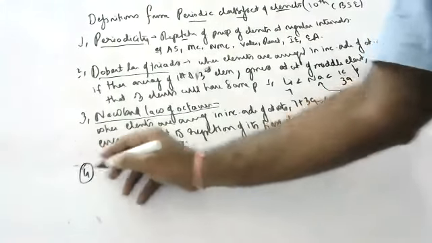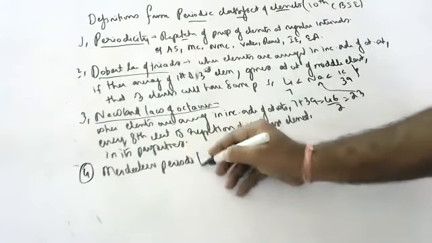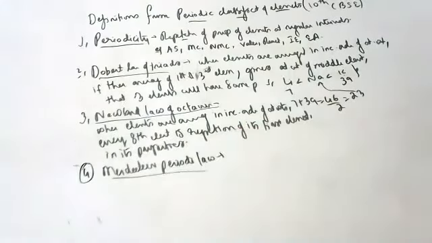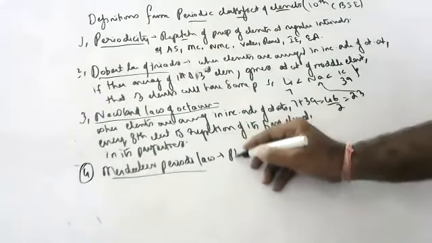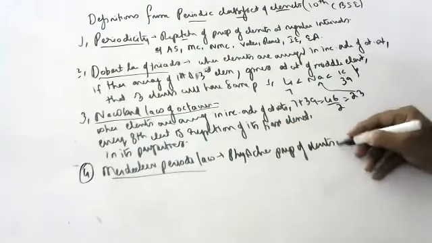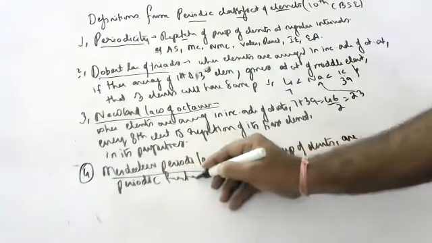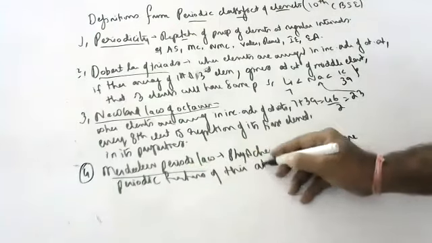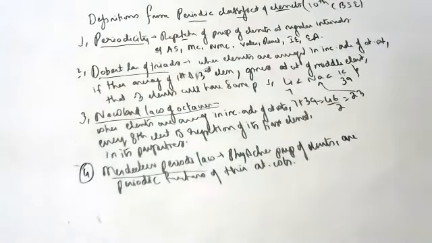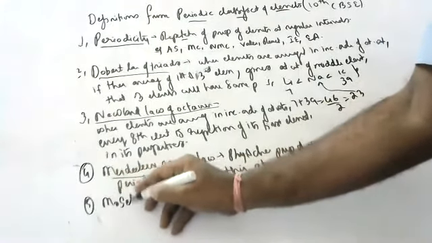Okay, so next. Mendeleev's periodic law. Physical and chemical properties of elements are periodic functions of their atomic weights. He arranged elements in increasing order of atomic weights. Underline atomic weights.